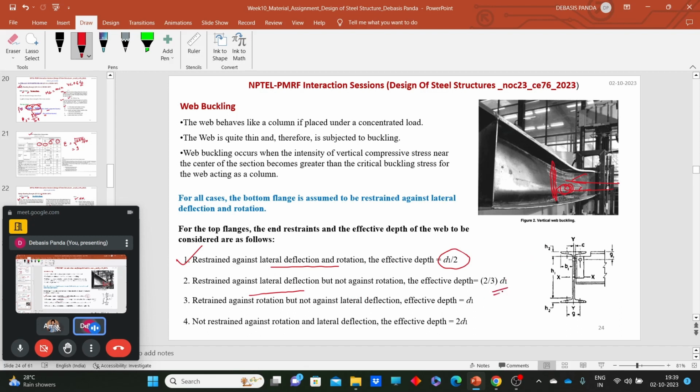Then we need to consider the effective depth as 2/3 of d1. d1 is nothing but the depth of the web, restrained against rotation but not against lateral deflection. And different kinds of cases will occur as per the design specifications of your problem.